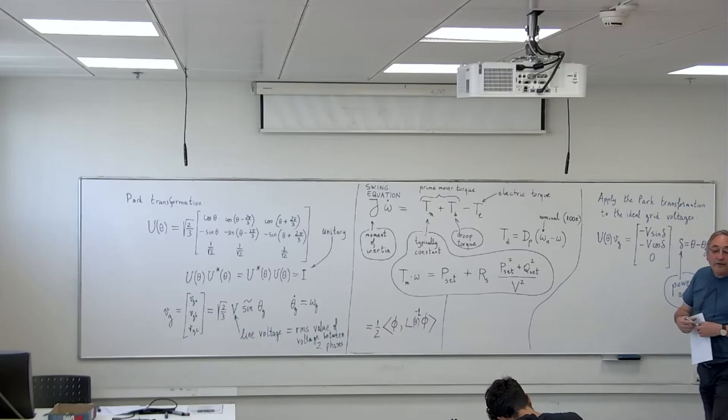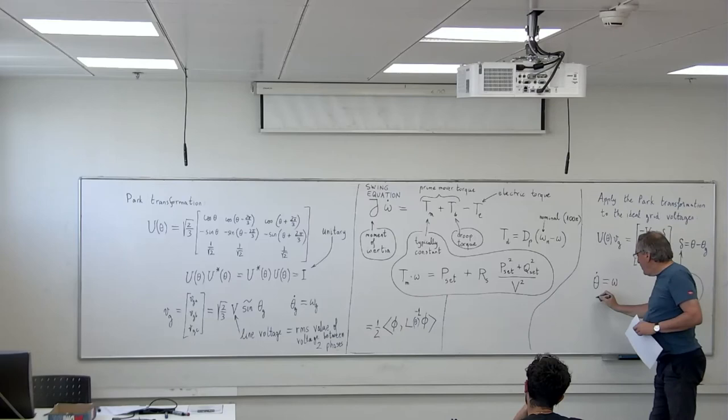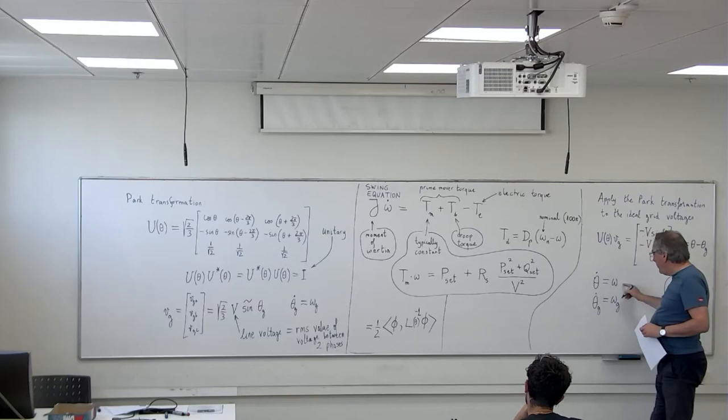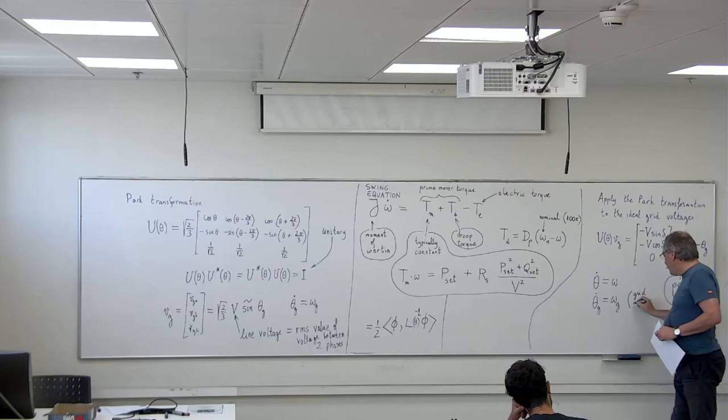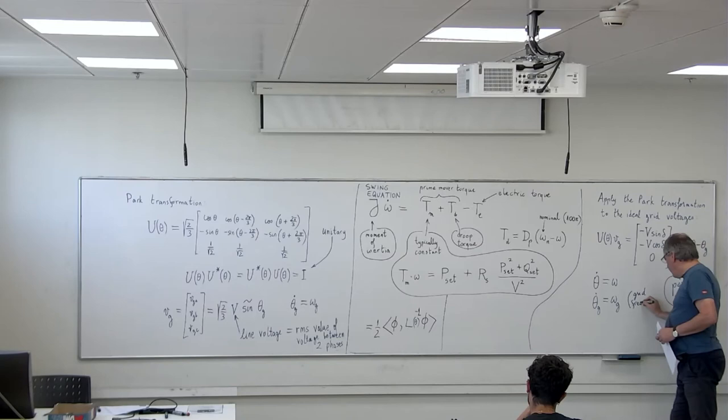Yes? So theta dot and theta g dot are almost similar. Theta dot is our angular frequency, and theta g dot is the grid frequency, omega g. They are close, of course. If the machine is synchronized, then they are very close. They are not equal, but they are very close. This is the local frequency.